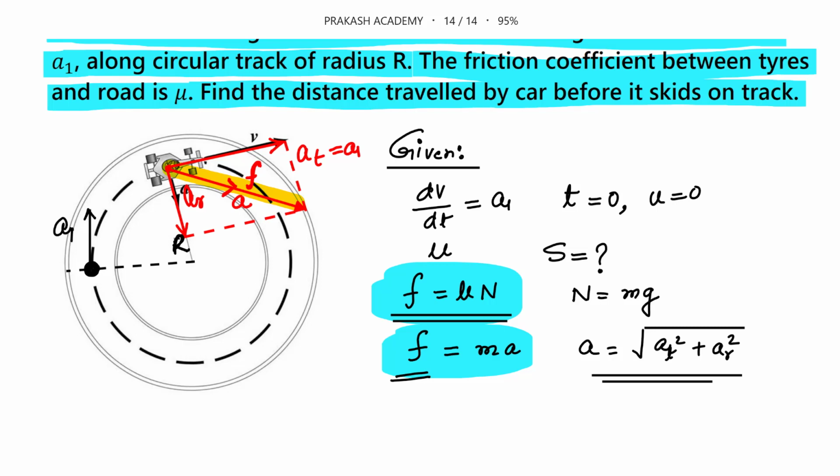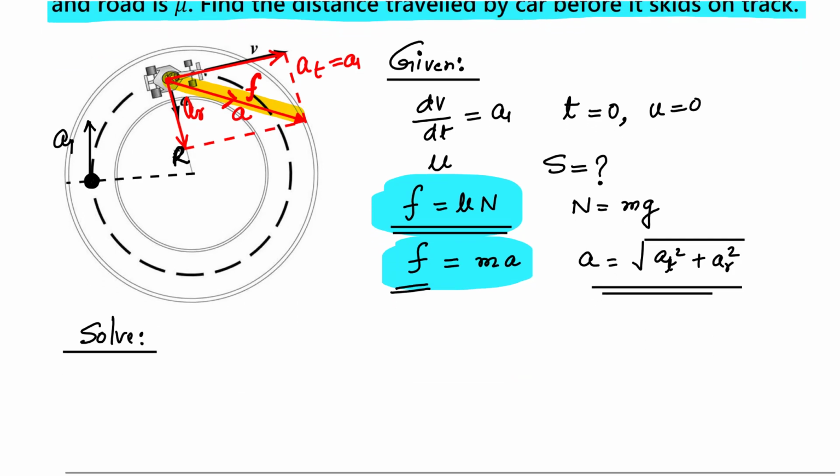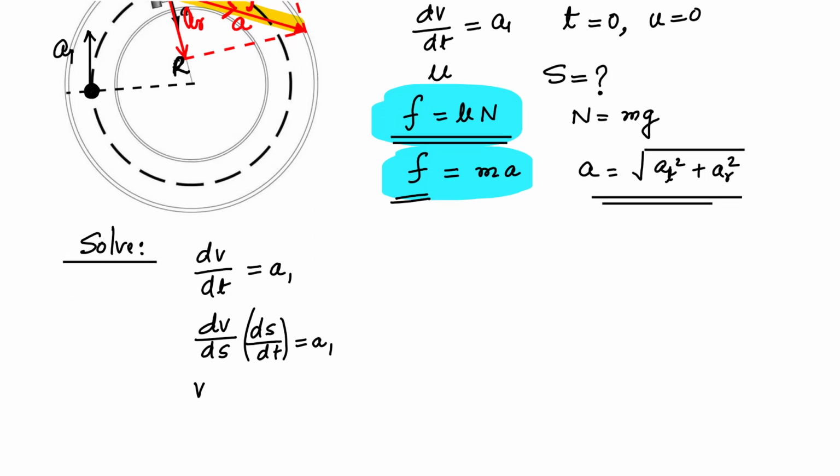I hope you solve this problem. Let us see the solution now. What are the things that are given? We have been given dv by dt equals a1. What I will do is make a variable change. I can write dv by ds times ds by dt equals a1, and ds by dt is nothing but v, simply the tangential velocity. So we can write v times dv by ds equals a1.